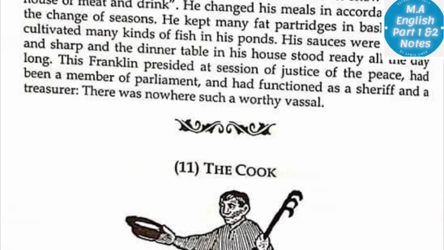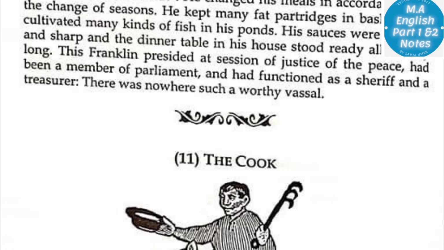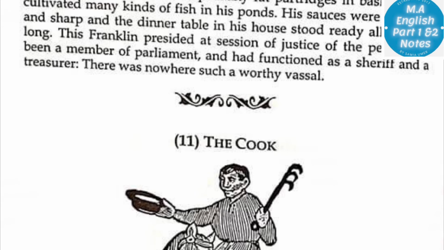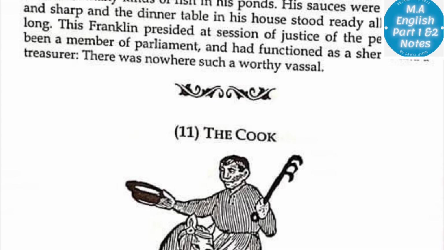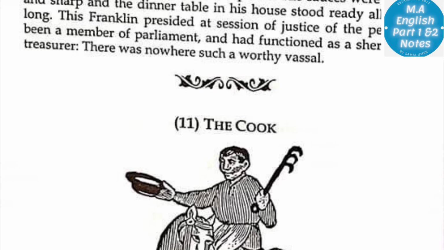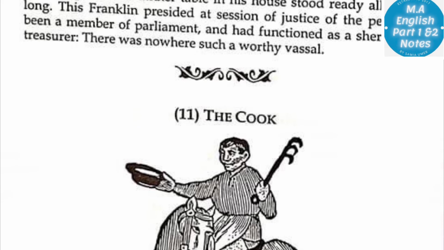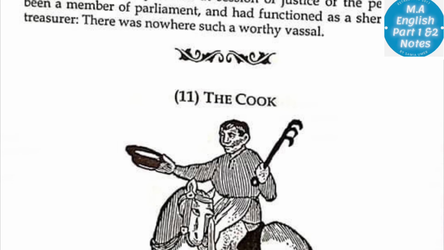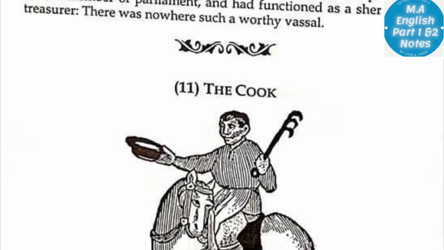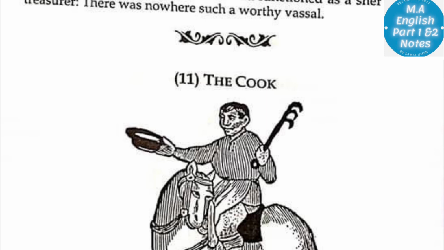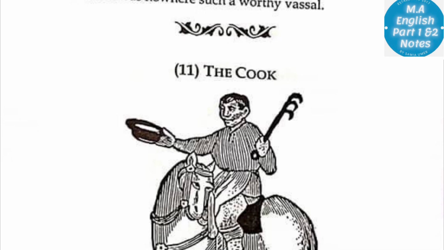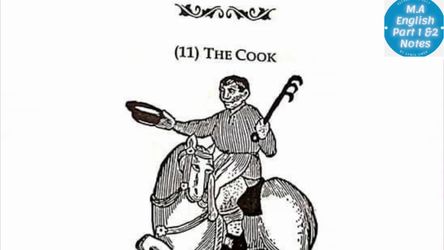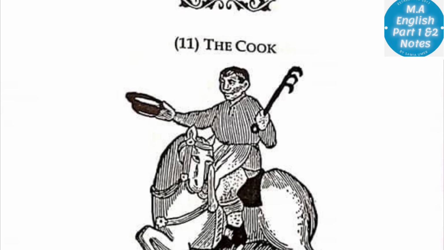He changed his meals in accordance with the change of seasons. He kept many fat partridges in baskets and cultivated many kinds of fish in his ponds. His sauces were pungent and sharp, and the dinner table in his house stood steady all the day long. This Franklin presided at sessions of the justice of the peace, had been a member of parliament, and had functioned as a sheriff and a treasurer. There was nowhere such a worthy vassal.